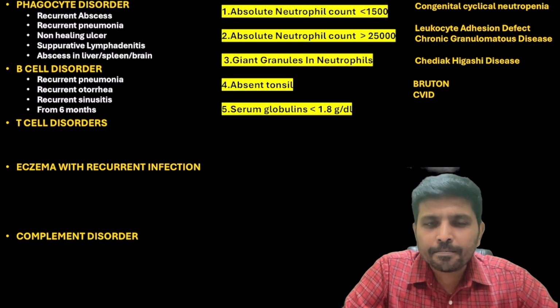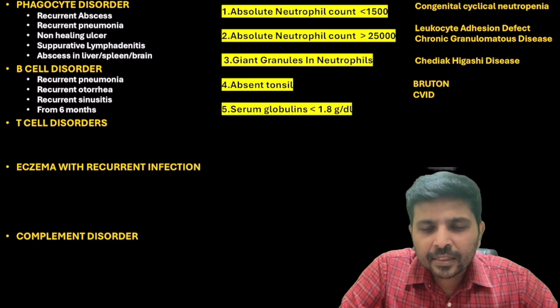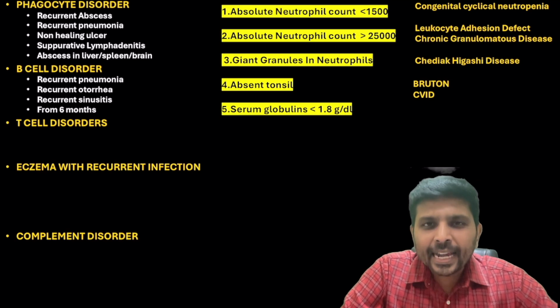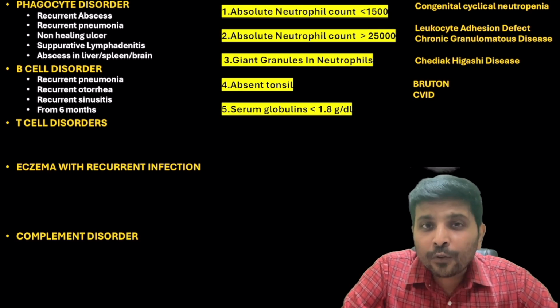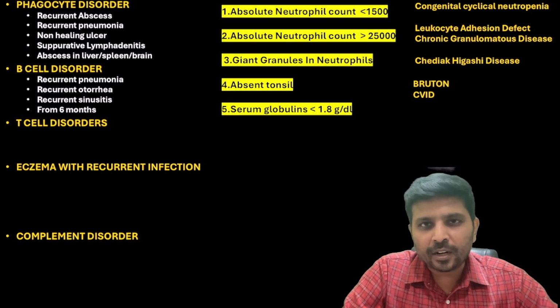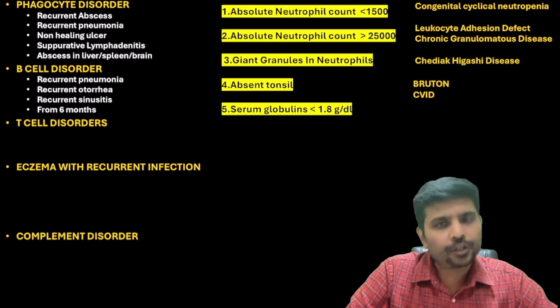So, what is the simple clue that you can look for? Any person with consolidation, kindly look for the presence or absence of tonsil. Kindly look for the amount of serum globulins in LFT. Right. Then what about T cell disorder?